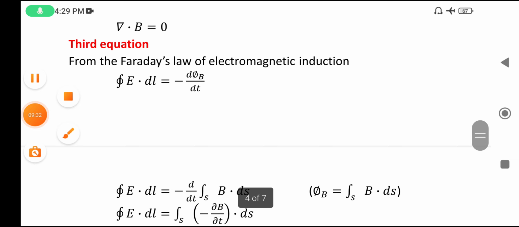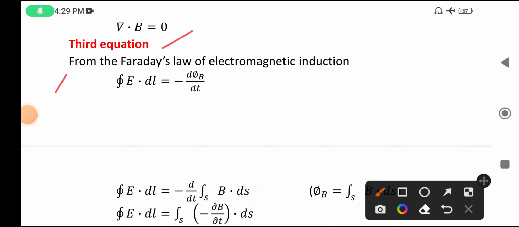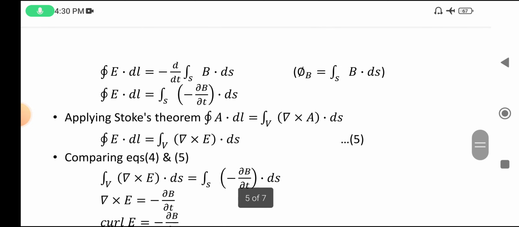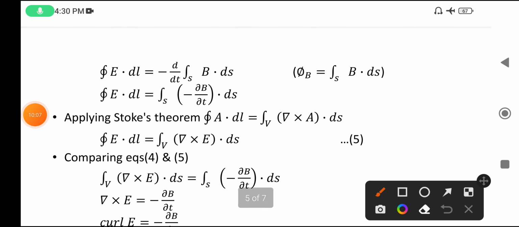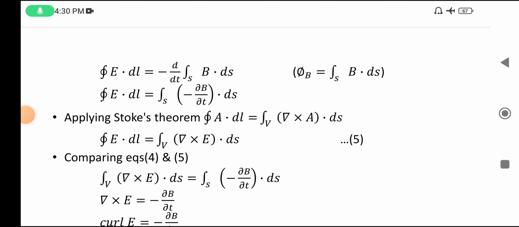Next, the third equation, from Faraday's law of electromagnetic induction. So what is Faraday's law? This is the integral form of Faraday's law in electromagnetic induction: integral E dot dl is equal to minus d phi B by dt. Okay friends, now let us see how we got this formula.